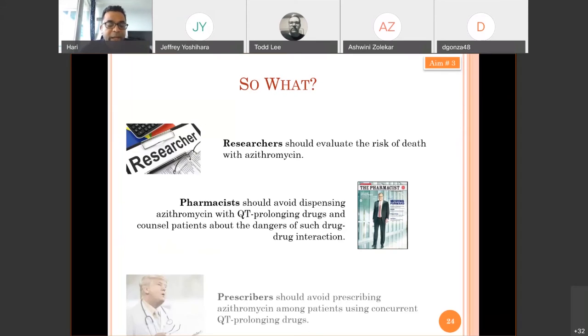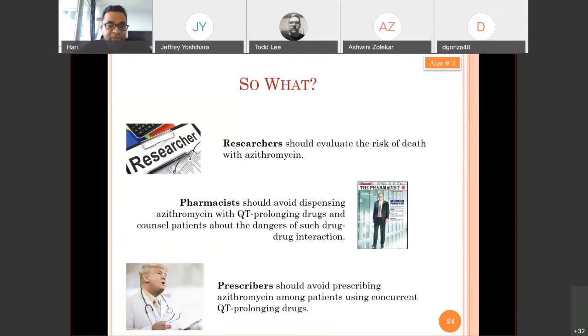And then lastly, prescribers, where azithromycin is probably originated. I think we need to be careful in terms of how prescribers are using these medication. Again, the risk is small, but nonetheless, this is a risk that we could avoid, especially when you have other options such as amoxicillin. So just keep in mind that, in terms of different aspects, what's applicable to researchers versus pharmacists versus prescribers here.